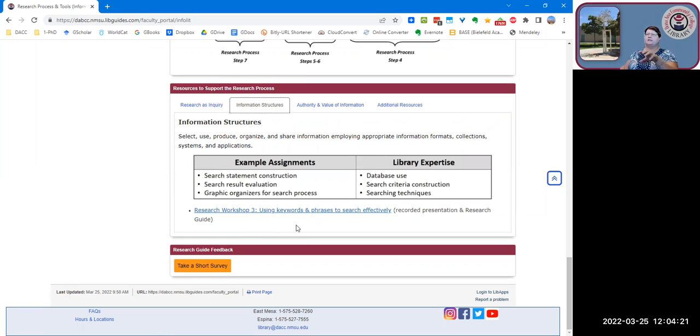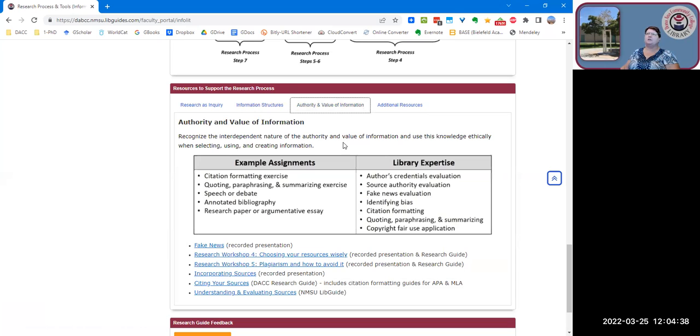A lot of times we have additional handouts and assignments that are tailored specifically to each class. So putting a copy of one here is not going to be as useful, but we can talk to you about that. The authority and value of information.